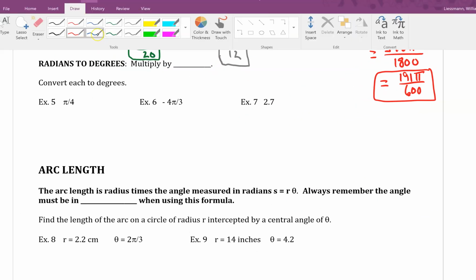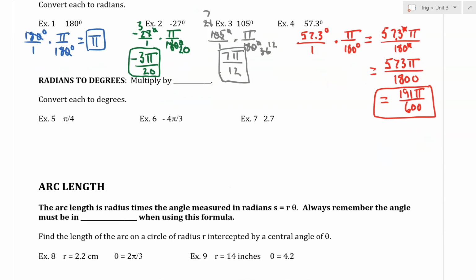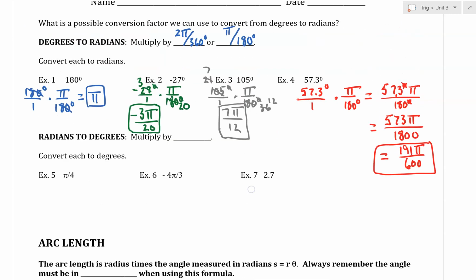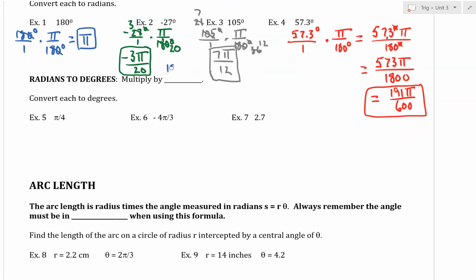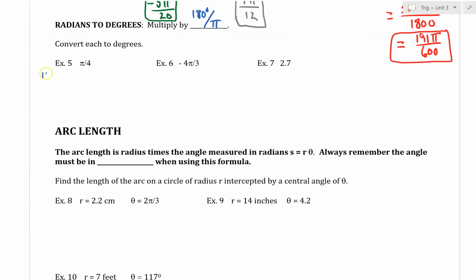Now in the first part, we converted to radians. Now we're going to convert to degrees. Well, it makes sense that if we're going to multiply here to convert from radians to degrees, then we would do exactly the opposite of what we did in the first one. So 180 degrees over pi. So if I take this first one, it says pi over 4. And I'm going to multiply that by 180 degrees over pi. Well, pi's are going to cancel.